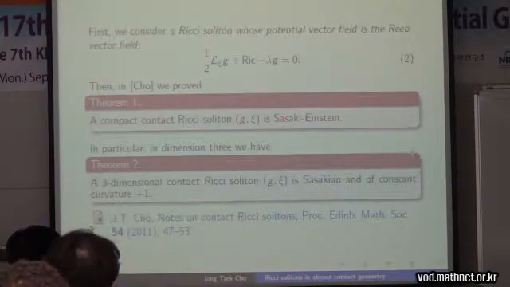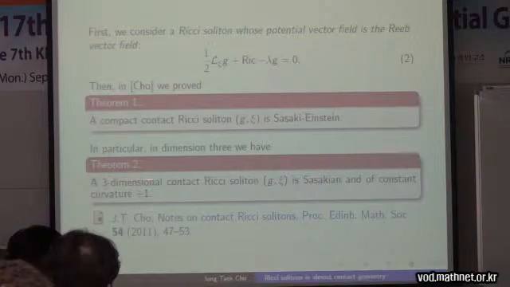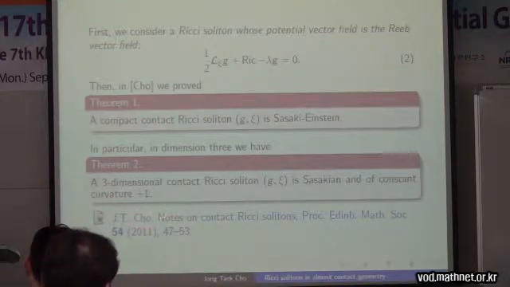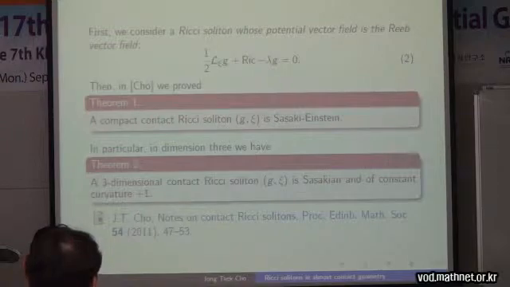Then it is Sasaki Einstein. In particular, in dimension 3, a 3-dimensional contact Ricci soliton is Sasakian and of constant curvature 1. This result is published in this paper in 2011.